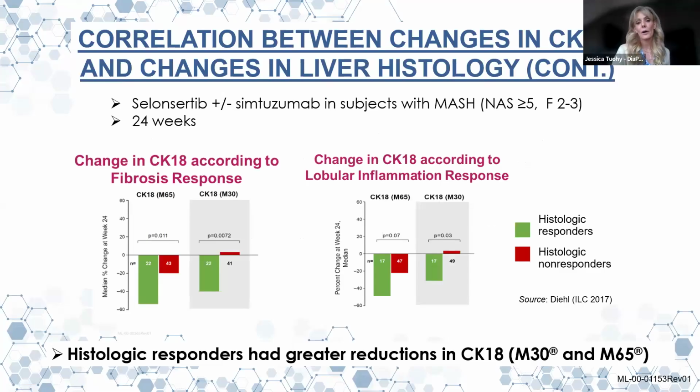Here's a bit more recent data from a shorter trial. This is data from the phase 2 study of selonsertib and simtuzumab from Gilead. This was a 24-week study. Again, this is not an analysis of treatment effect, but a correlation of changes in CK18 levels and changes in liver histology. They looked at both M30 and M65 and at changes in fibrosis and inflammation. Again, patients were divided based on the histological response. So the histological responders are shown in green, the non-responders are shown in red. And as you can see, the histological responders had greater decreases in CK18, both M30 and M65.